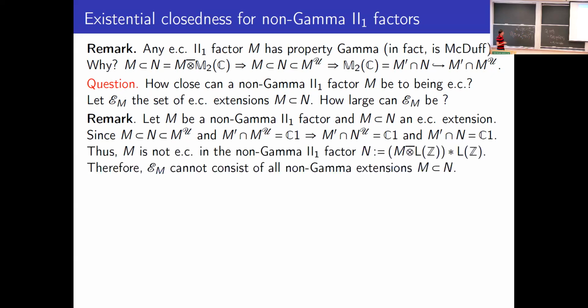So a consequence of that is that M is not existentially closed in the following non-gamma extension. Take N to be M tensor L of Z. Here you can take any diffuse von Neumann algebra and do the free product with L of Z. The free product ensures that you're non-gamma, and the tensor product ensures that the relative commutant of M in N is non-trivial. If you have an elementary sum of the alpha power which includes N, then N is essentially embedded in that by definition.